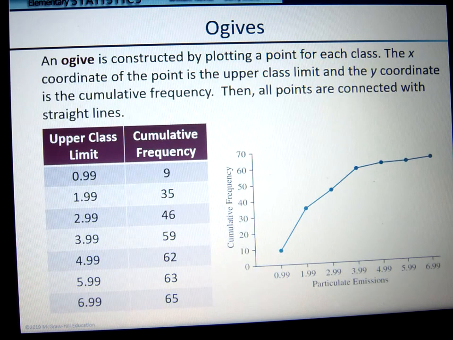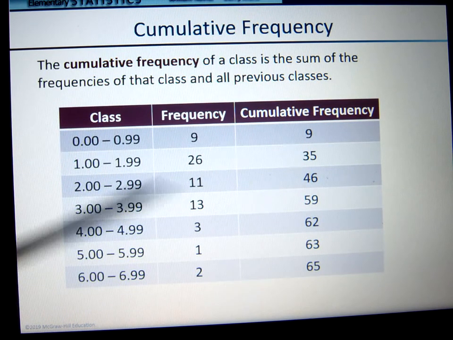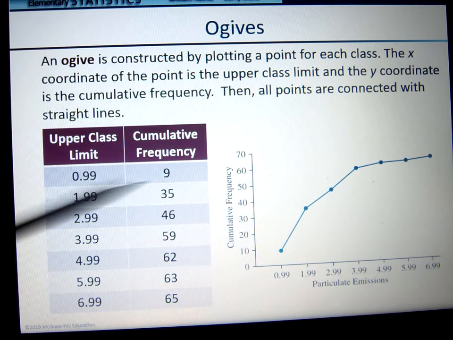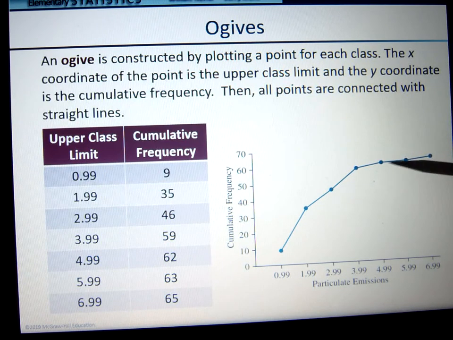Now an ogive is constructed by plotting a point for each class. The x-coordinate of the point is the upper class limit, and the y-coordinate is the cumulative frequency. So an ogive uses the upper class limit, and I'm going to go back so we can look at that again. These are the upper class limits right here. They're going to use these and the cumulative frequencies. So here are our points that we're going to plot for our ogive, and then connect them together.